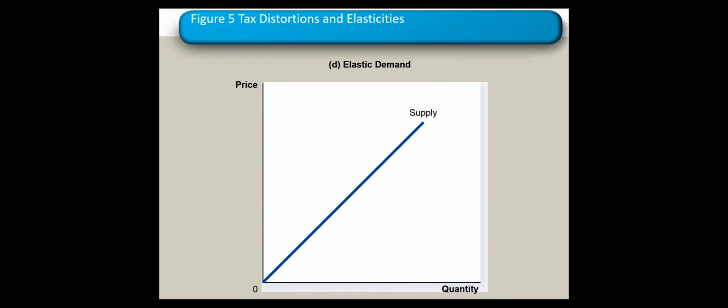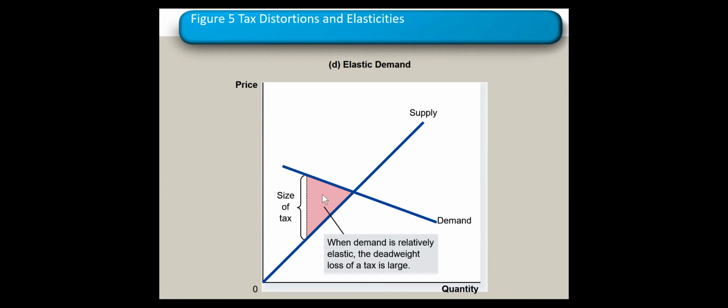And if we apply the same concept to an elastic demand, which is getting closer to the horizontal direction, in that case, with the same size of a tax, we will have a bigger triangle. Okay, this will be a bigger triangle or more deadweight loss.